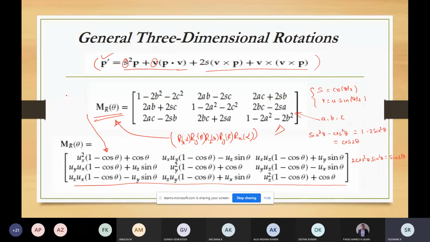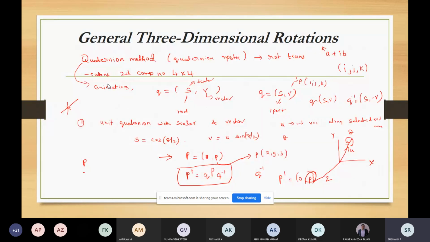So you can write it as R is equal to T inverse, the inverse translation, MR of theta, into T. This is the complete expression which you are going to obtain. This is a better way of representing the three-dimensional rotation about an arbitrary axis.